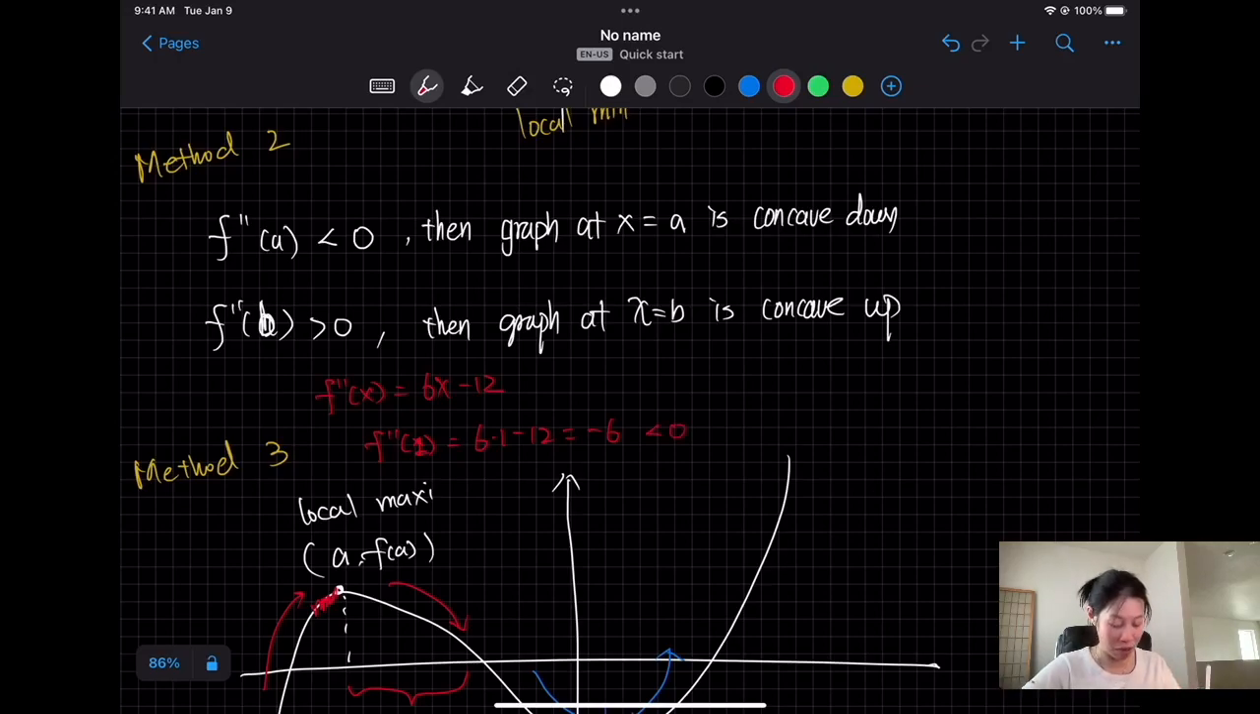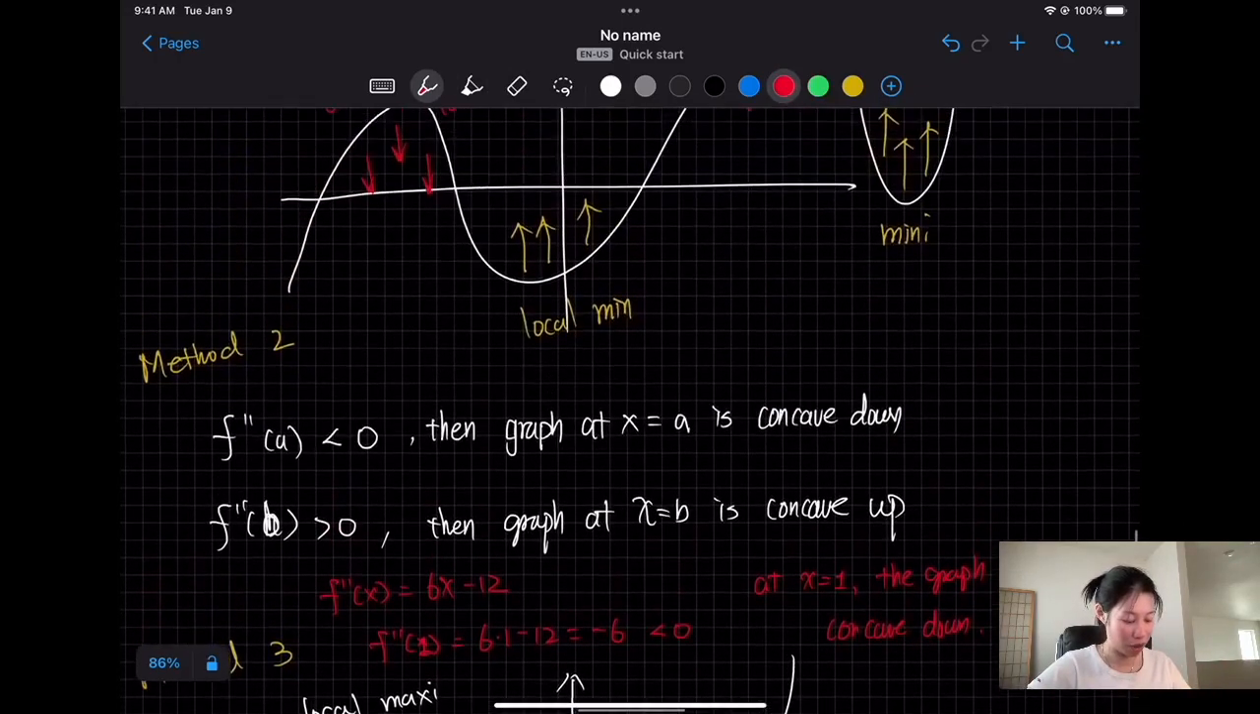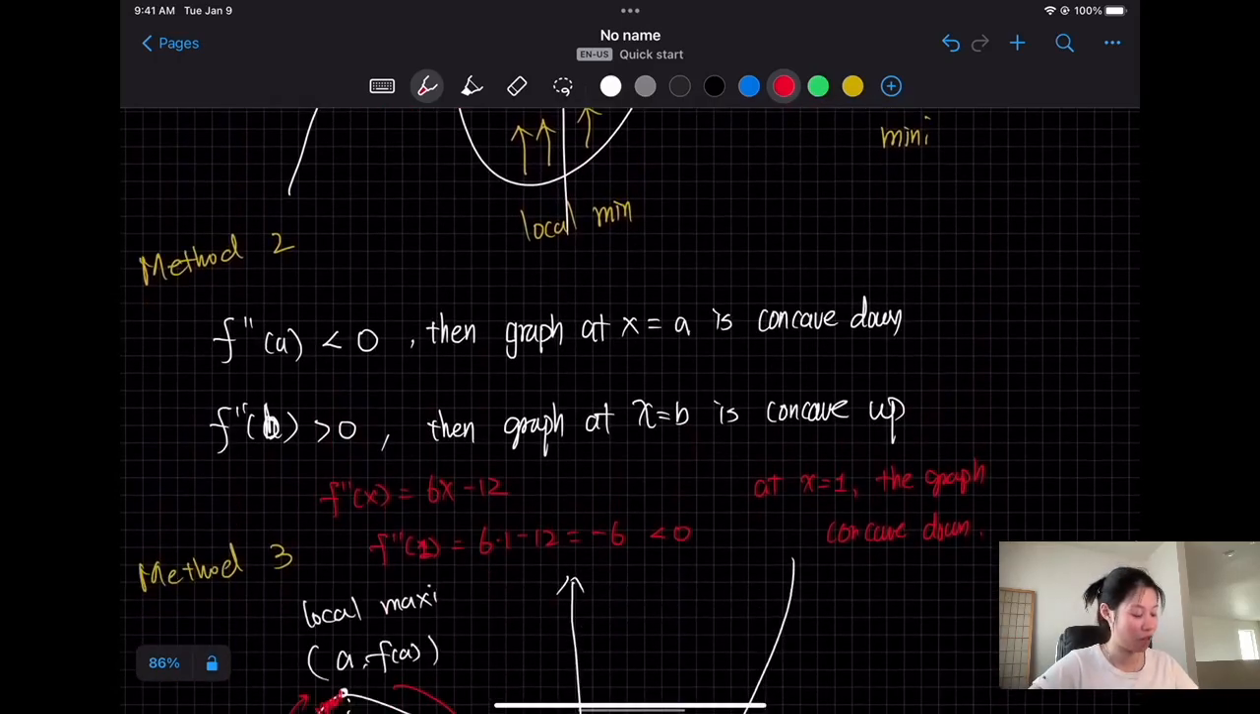If it's less than 0, that means at x equals 1, the graph is concave down. So that means what? If it's concave down, like we talked about in here, that means f of a is a local maximum.